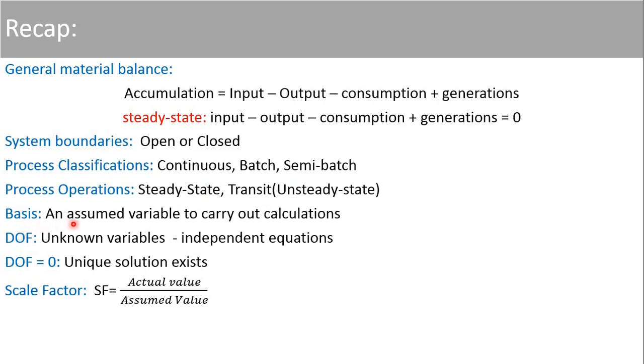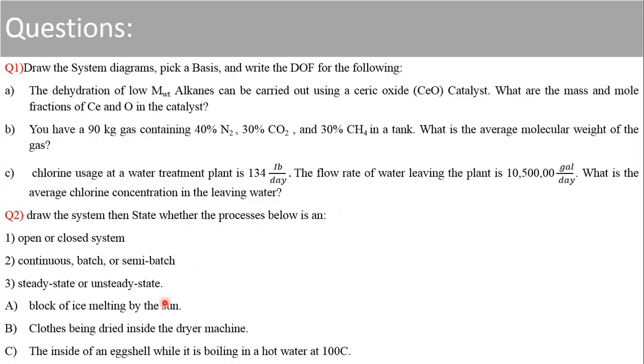The basis is an assumed variable to carry out the calculation. Degree of freedom is the number of unknown variables minus the independent equations. It is always good to have the degree of freedom at 0 to have one unique solution for the system. And the scale factor is the actual value over the assumed value, or the basis.